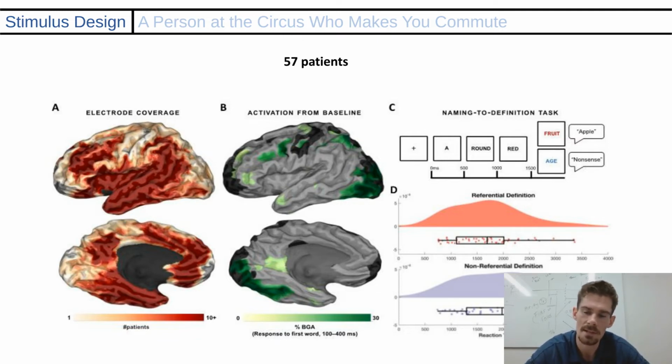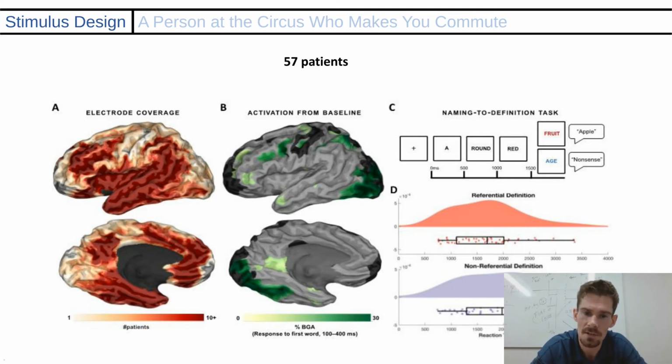where we gave patients sentences like, in RSVP style, a round red fruit, versus a round red age. And the task of the patient was to provide the answer to the definition. So for the definition round red fruit, they'd say something like apple or strawberry or cherry. But for round red age, they would be asked to say nonsense.